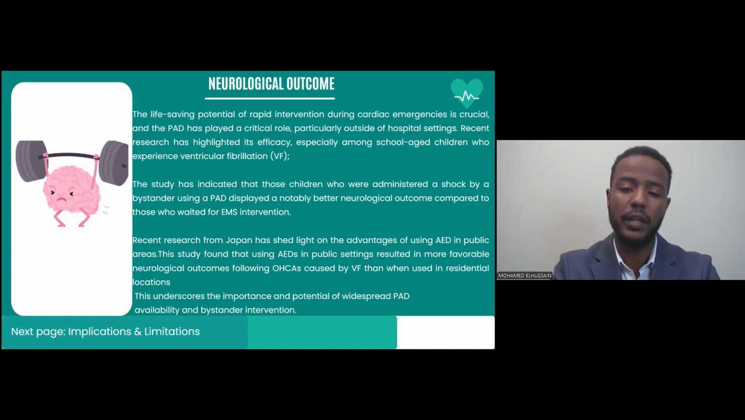Recent research from Japan as well has shed light on the advantage of using AEDs in public areas. The study found out that AEDs in public settings resulted in a more favorable neurological outcome following OHCAs caused by ventricular fibrillation than when used in a residential location.